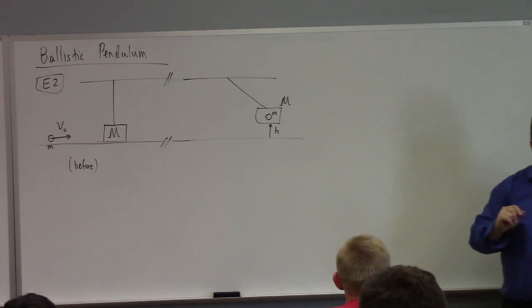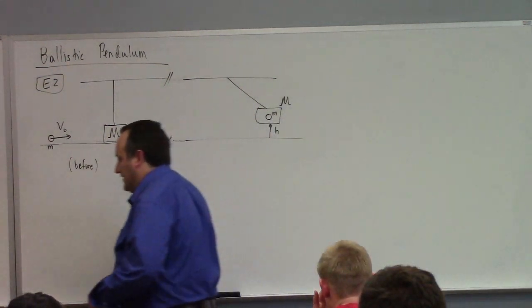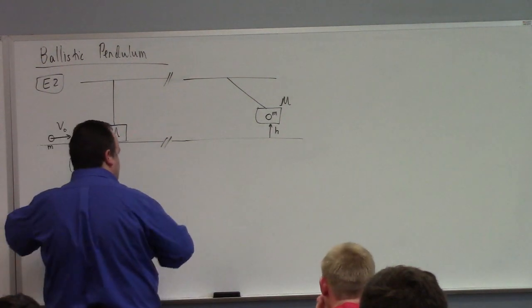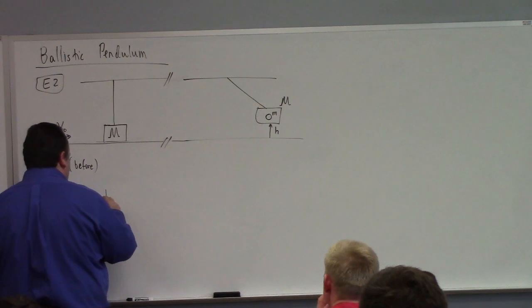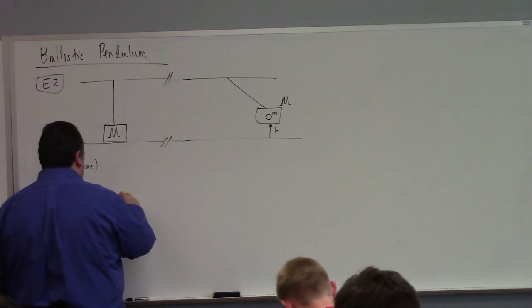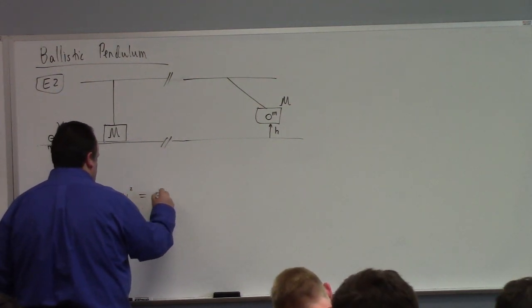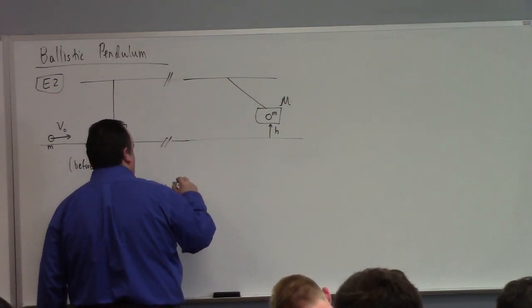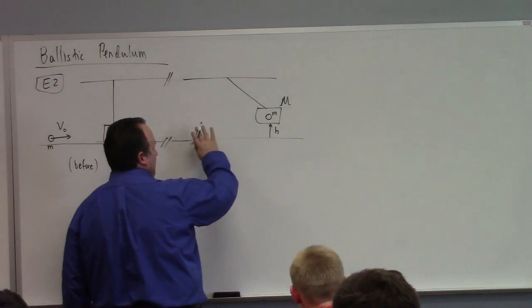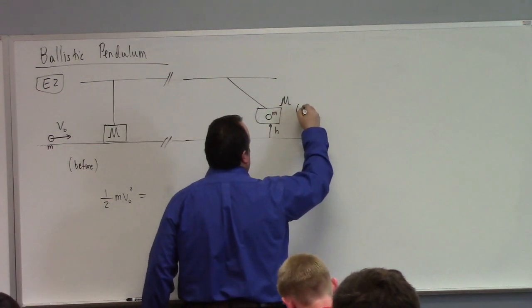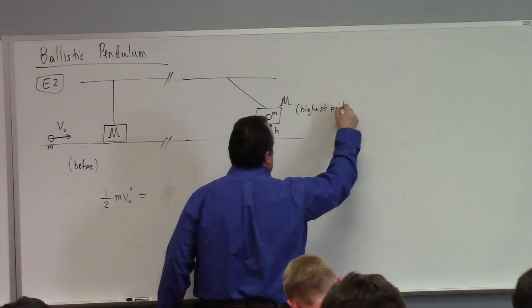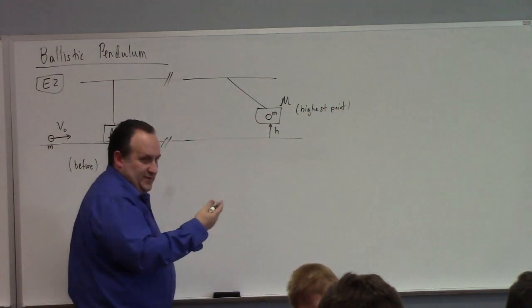So let me show you how I solved this on a physics test that I took as an undergraduate at NC State some time ago. And I felt pretty good about myself. I was like, well, energy's conserved. It's gravity, right? So 1/2 m v naught squared should equal the final energy at the top, the highest point, where the velocity is zero.